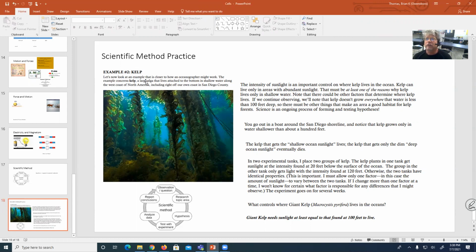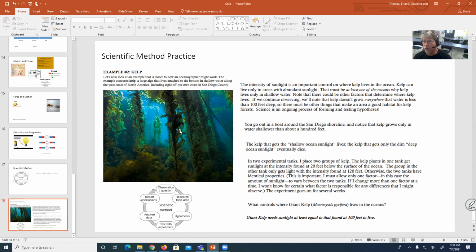Let's look at an example that is closer to how an oceanographer might work. The example concerns kelp, a large algae that lives attached to the bottom in shallow water along the west coast of North America, including right off our own coast of San Diego County, which again is part of California. So what we're looking for, though, is they're going to be conducting an experiment about kelp, this large algae.